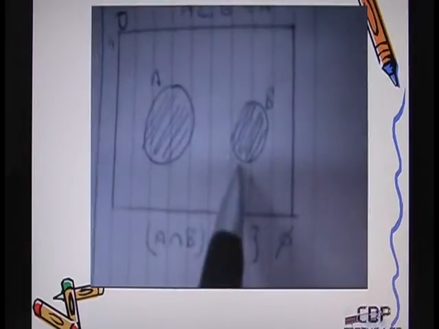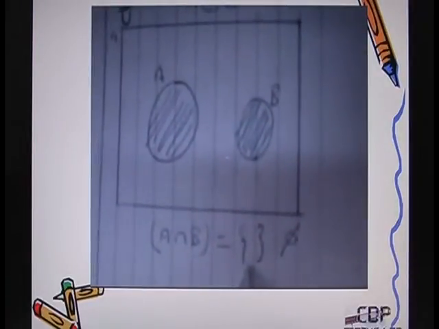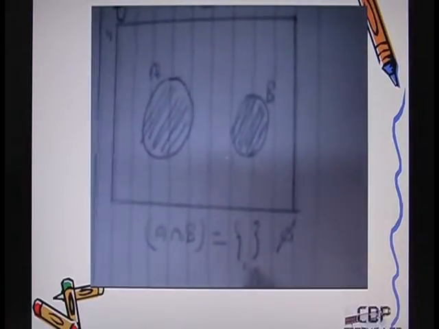Good? And A union B is also empty, because you're not seeing both of them joined together. You're seeing them by themselves. So they are disjoint. What we write to represent disjoint sets is the empty set, which is this symbol here. The braces without anything in between, or a circle with a line across it. So this is what we call an empty set.